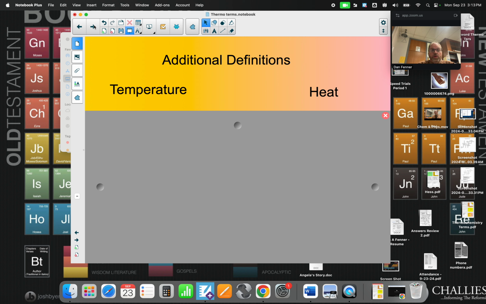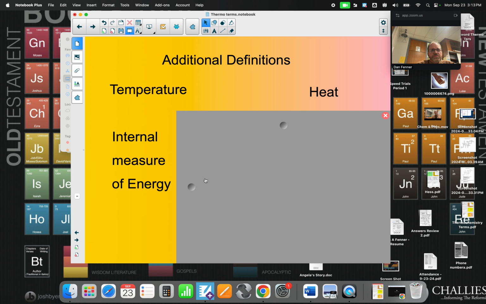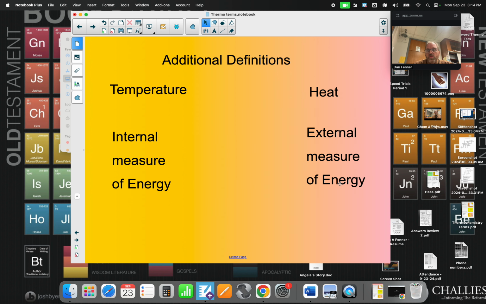There are 2 things we can look at, temperature and heat. Temperature is defined as an internal measure of energy, okay? So when you're not feeling well, someone doesn't say, wow, you have quite a heat. No, they say you have a temperature, energy inside the system. The other possibility is heat. Heat is external. So when you feel the sunshine outside, you feel the heat. You don't feel the temperature. You feel the heat that's inside of it.